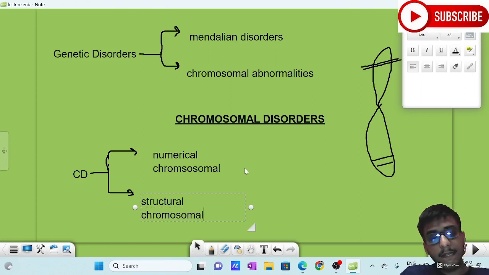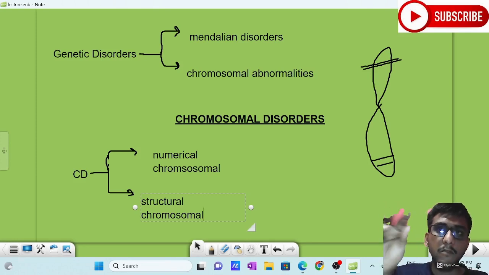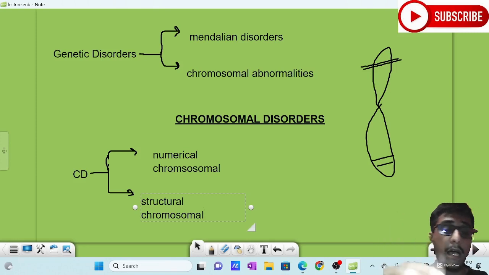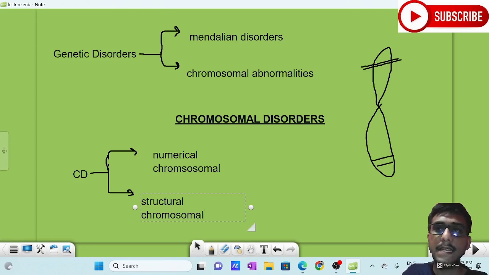What is structural chromosomal and what is numerical chromosomal? First we will discuss numerical chromosome. What is numerical chromosomal disorders? Numerical chromosomal disorder means the change in the number of the chromosome, which actually means a change in the number of DNA. This change in the number of DNA is caused by certain mutation or by the internal activity of the cell. So numerical chromosomal aberration means the change in the number of the chromosome.